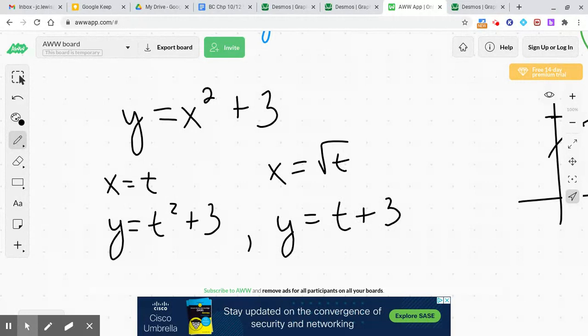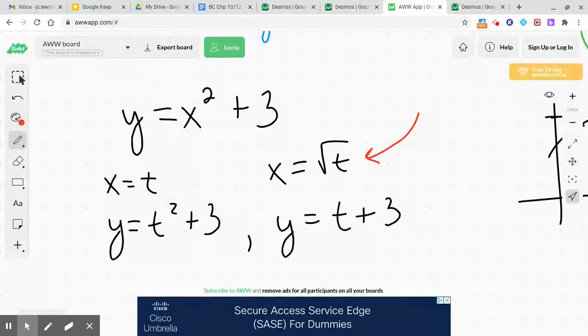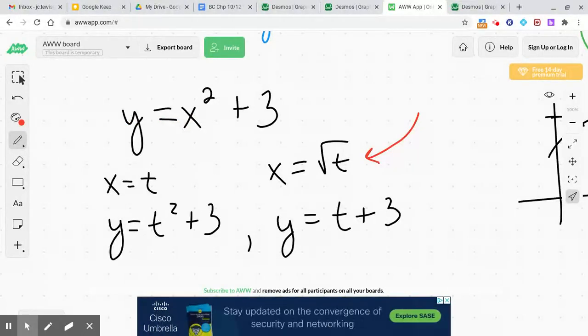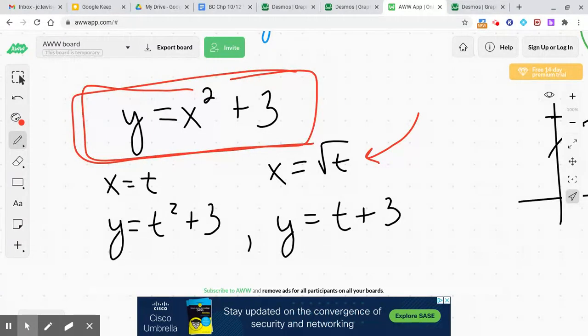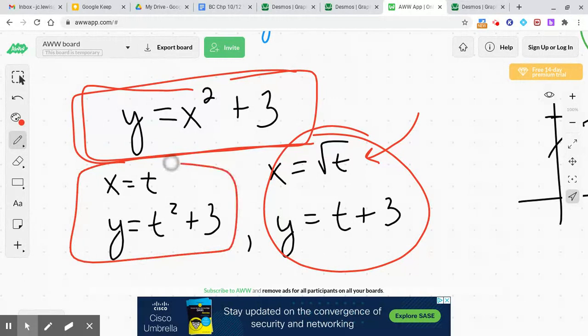Now the kicker here is that you have to be really careful with your domain. The domain for this particular time is limited. I can only put in values at 0 or greater. However, my original rectangular function did not have a limited domain. So this set of parametric curves would produce a different graph than this set of parametric curves, which would be the same as my original rectangular curve.